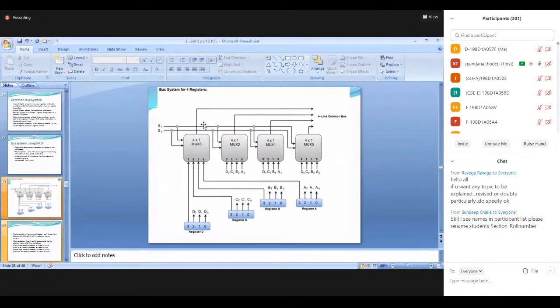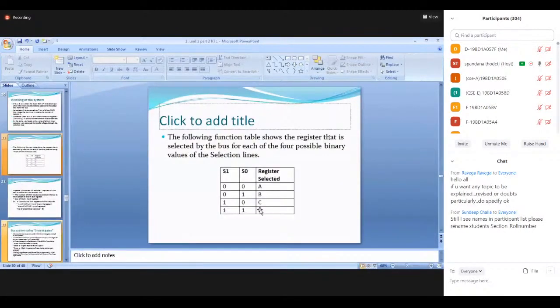So these bits are chosen as output and will be transferred through the bus system. If the selection values are 0, 0, register A is transferred. Register A's data can be transferred through this common bus system. Similarly, if it is 0, 1, the corresponding decimal value is 1. To the first line of the multiplexer, we have connected the bits of register B: B0, B1, B2 and B3. So, B register data is transferred through this bus. Similarly, if it is 1, 0, register C is selected. If it is 1, 1, register D is selected.